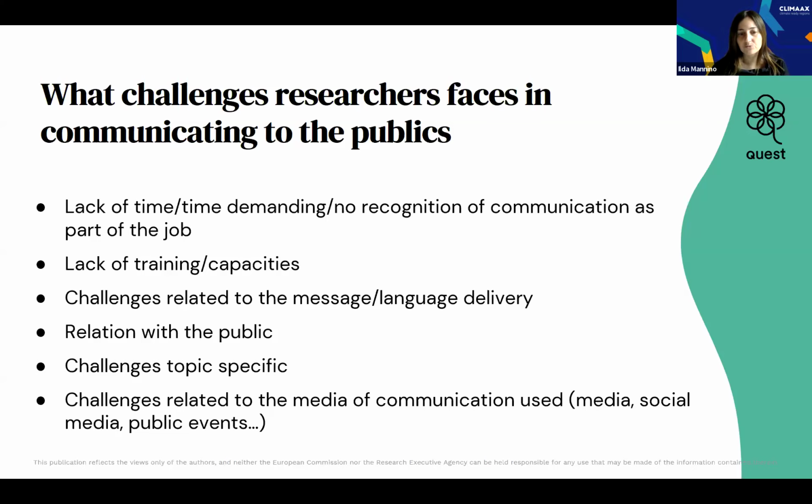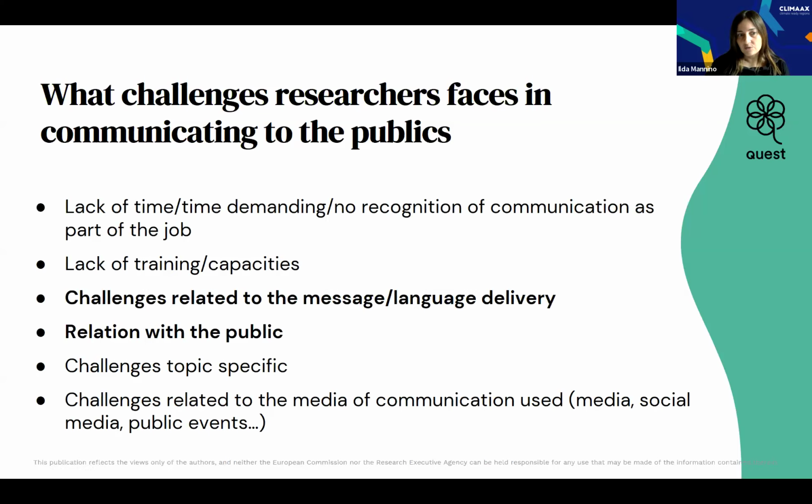And then there are also challenges that are related to the media of communication used. So for instance, if you interact with journalists, there are tensions between researchers and journalists related to the fact that the researchers feel they can be misunderstood or misinterpreted. And on the other side, the journalists complain about the fact that scientists are too slow to provide them with good information. There are other challenges if we come to social media use, because social media use requires a certain literacy on the social media that most of us miss.